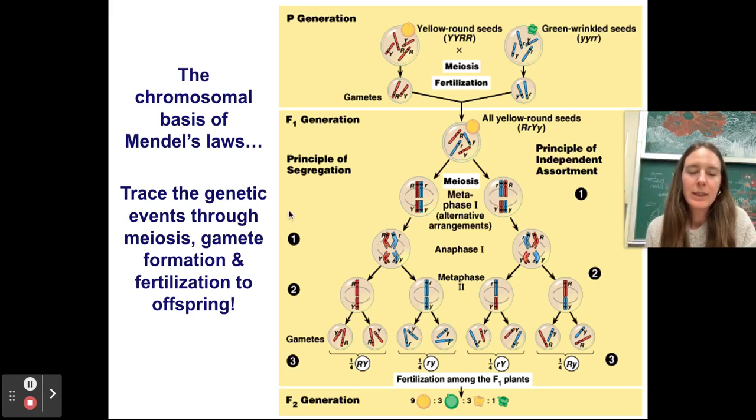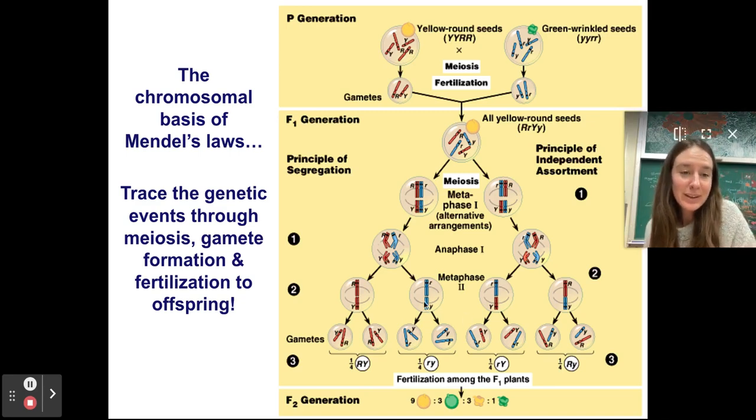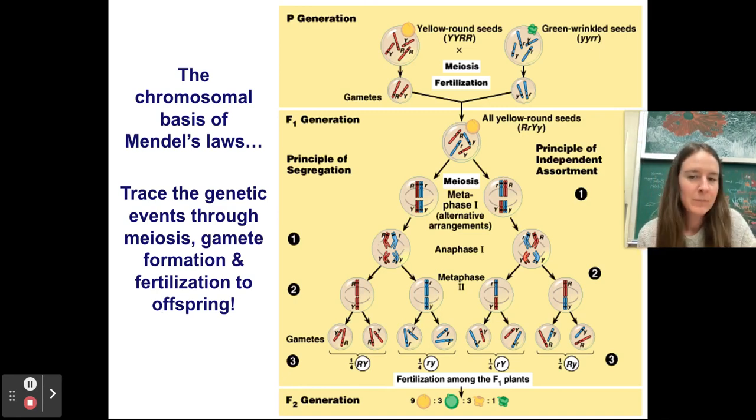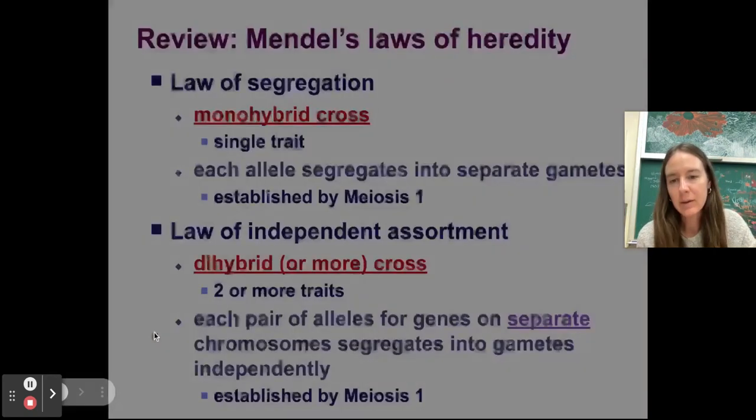All right, so that's the chromosomal basis of Mendel's laws. It's really helpful if you understand this. If you understand this, you're really understanding heredity really well. Meiosis, alleles, genes, and the 2 laws of inheritance.